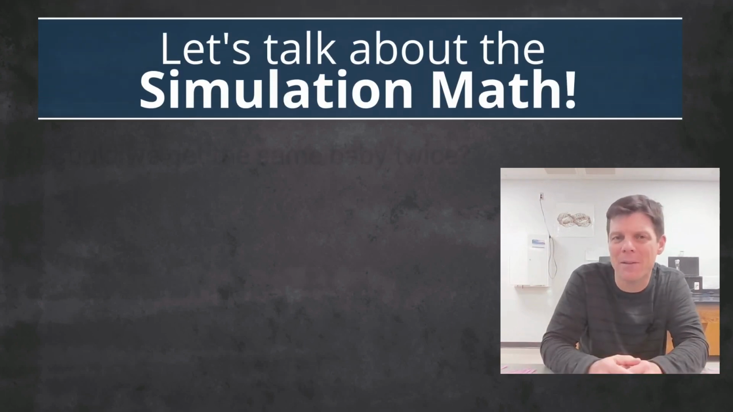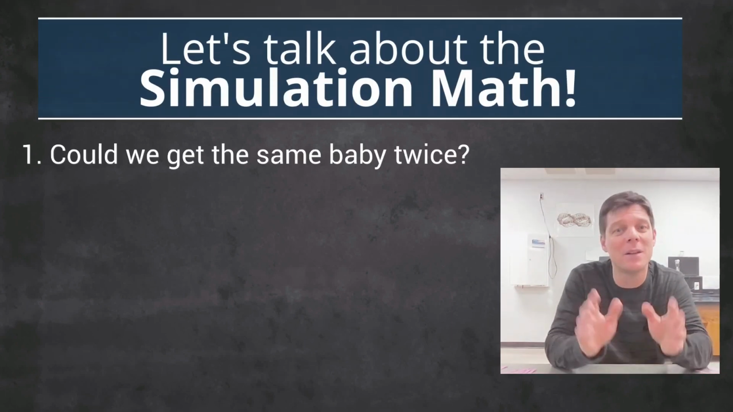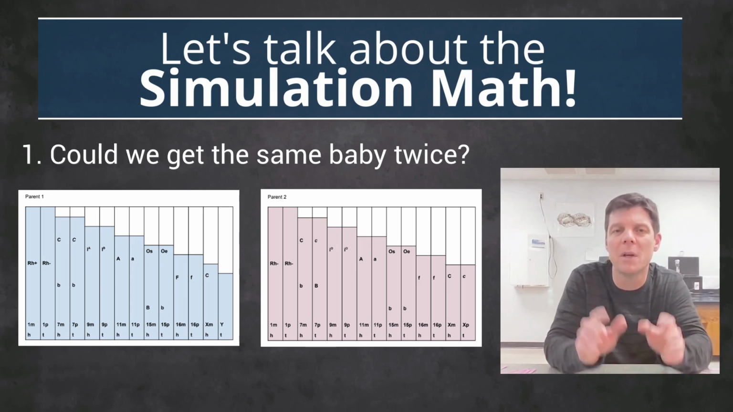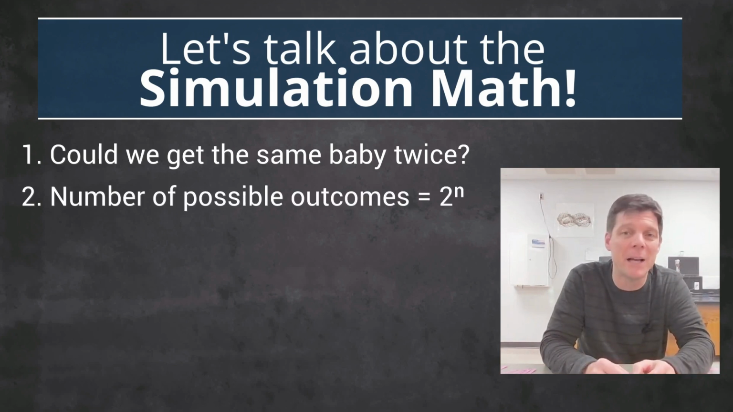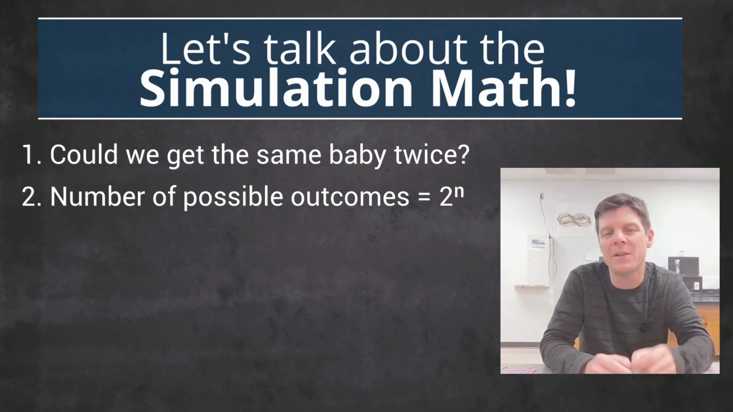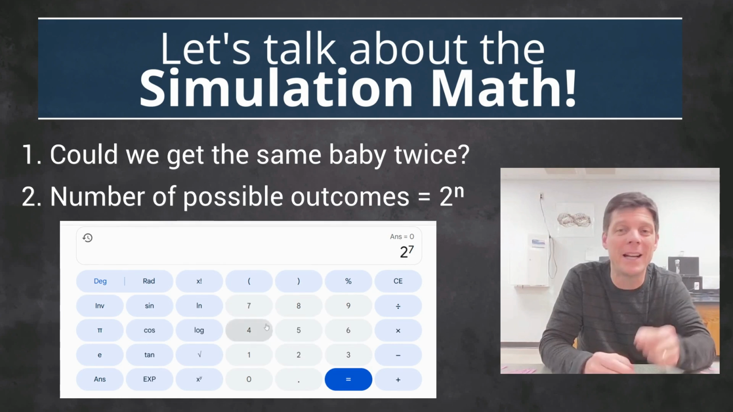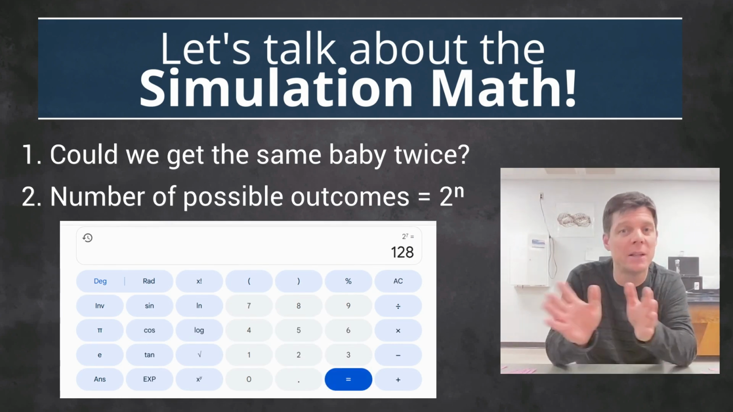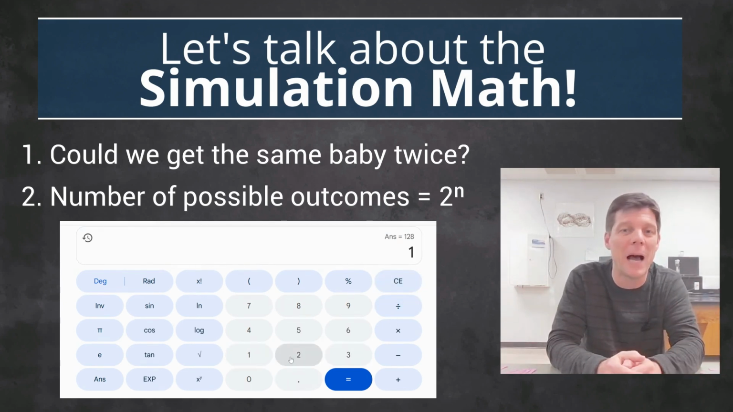Let's talk about the math of this process. You might wonder if we could get the same baby twice. In our simulation, we are using 7 pairs of chromosomes. Because of independent assortment, the number of different genetic combinations possible in our simulation is 2 to the n, where n is the number of chromosomes. Calculating 2 to the 7th, we get an answer of 128. When we carry out the process in male or female cells, we have 128 different possible outcomes.